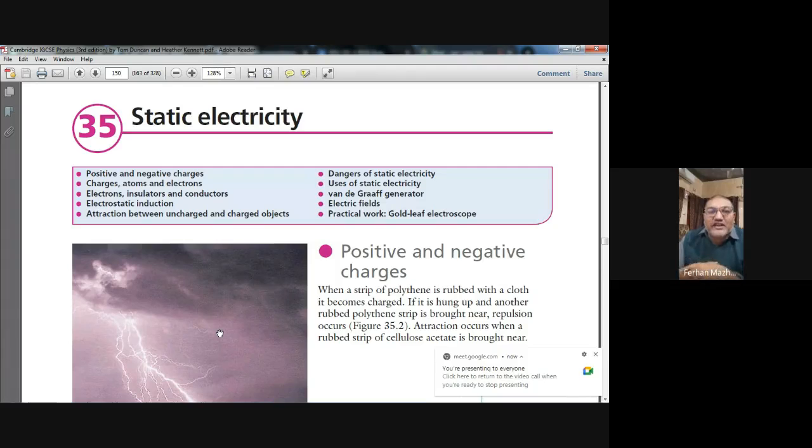The subject we are studying is Physics 5054, and today's main task is to start a new chapter. The name of the chapter is Static Electricity.